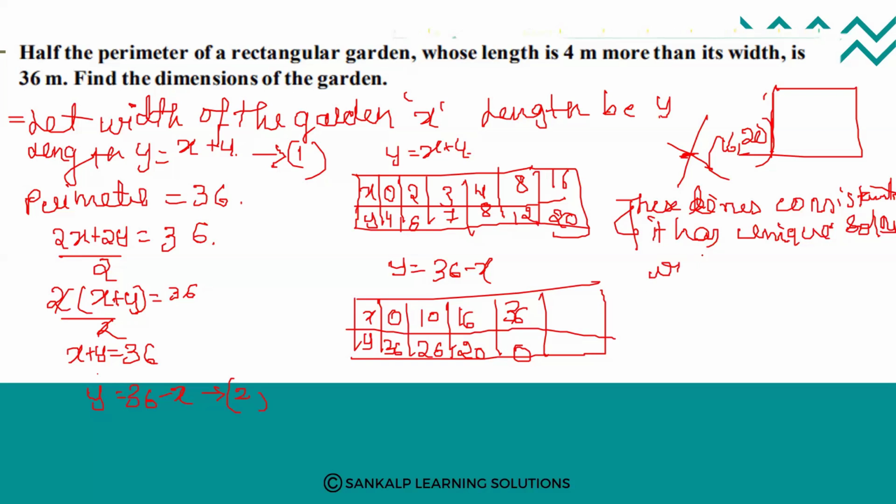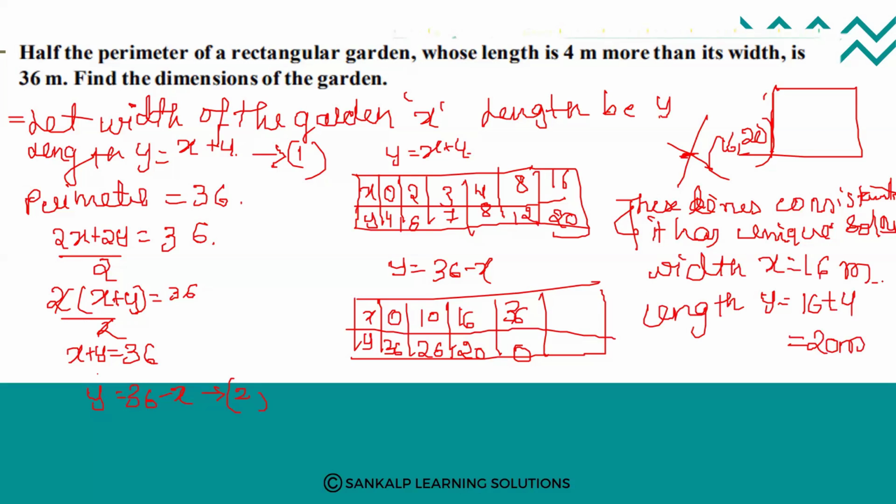So here x we consider as width. So width x is equal to 16 and length is x plus 4, that is y is equal to 16 plus 4, that is equal to 20 meter. So width is 16 meter and length y is equal to 20 meter. Next.